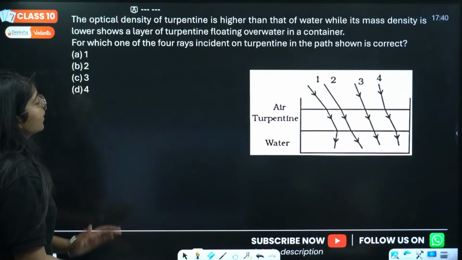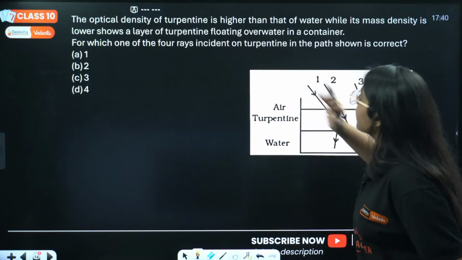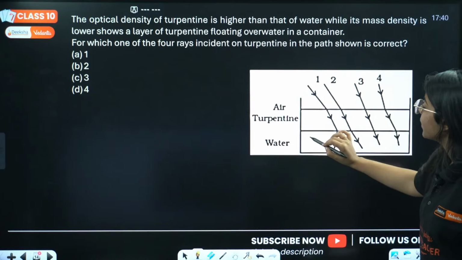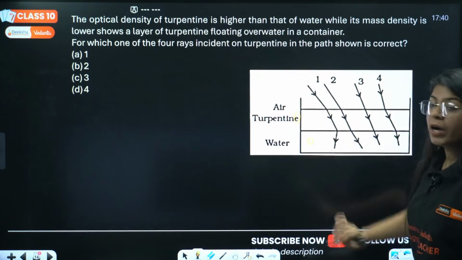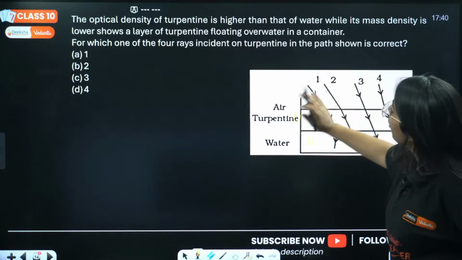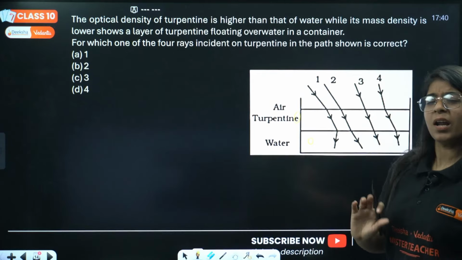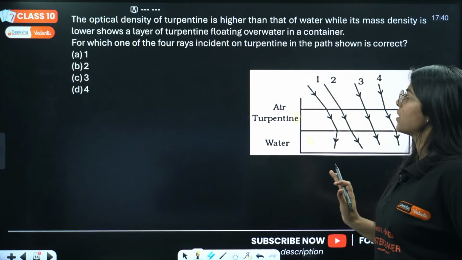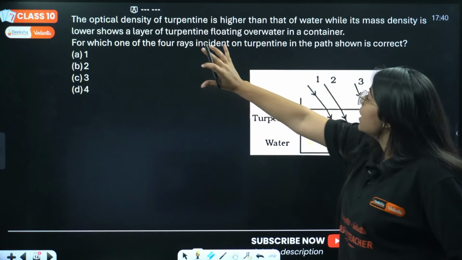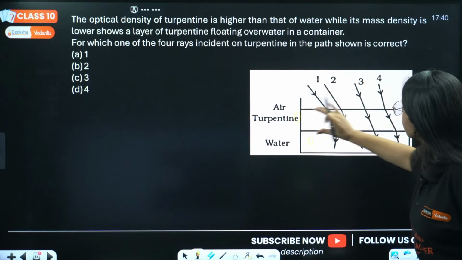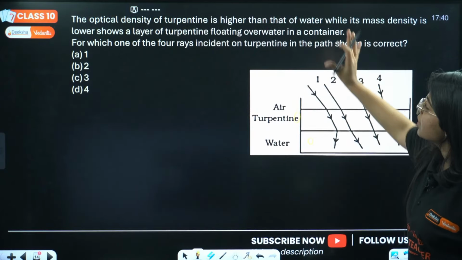Okay, next question, very easy. You guys have to solve it. The optical density of turpentine is higher than that of water. Okay, this is water, this is oil. So the optical density of oil is higher than that of the water, while its mass density is lower. Mass density, we have no use of mass density. Now, it shows a layer of turpentine floating over water. So this is water, this is a layer of the oil. Now, this is in a container.